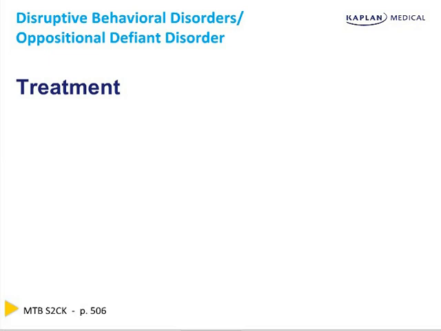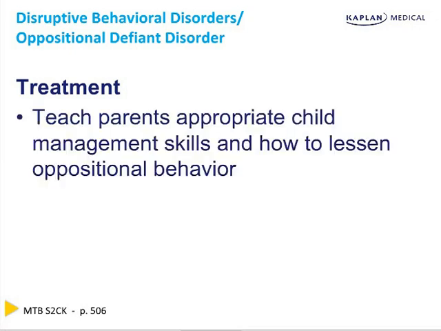If it is normal teenage behavior, then the treatment is simple. It's just reassurance. It's a phase of their life and they'll outgrow it. However, if it's oppositional defiant disorder, what you want to do is treat it by teaching the parents appropriate child management skills and getting them to lessen that behavior. Remember, there's no medical treatment here, there's no pharmacological treatment. You want to teach the parents how to basically curb that behavior in their child.